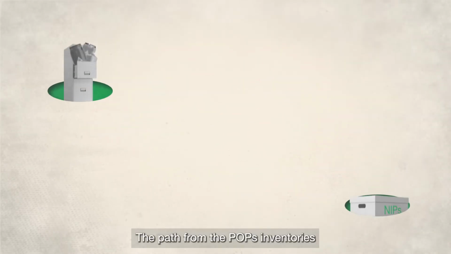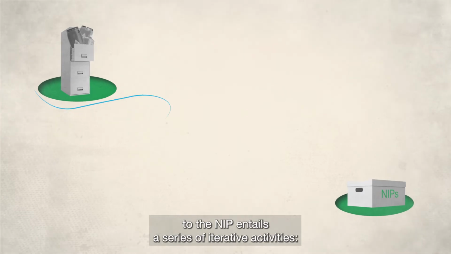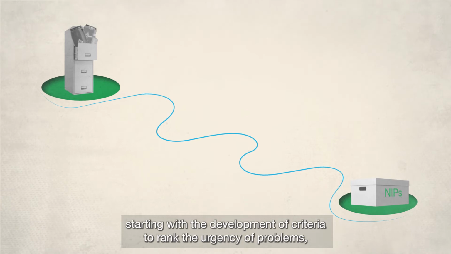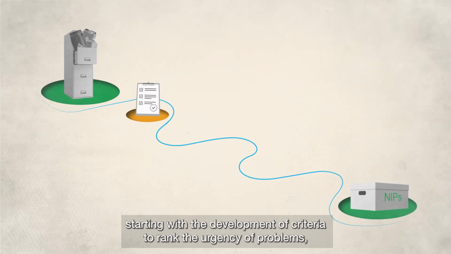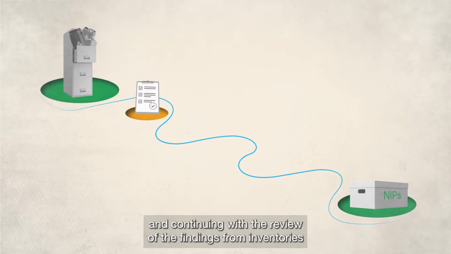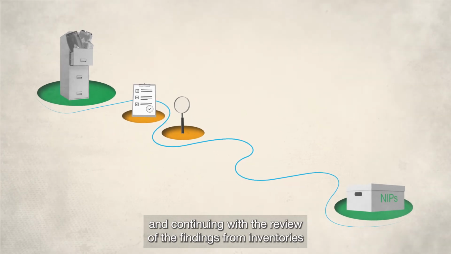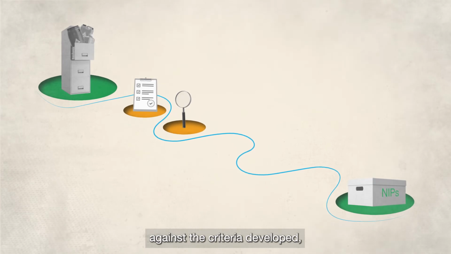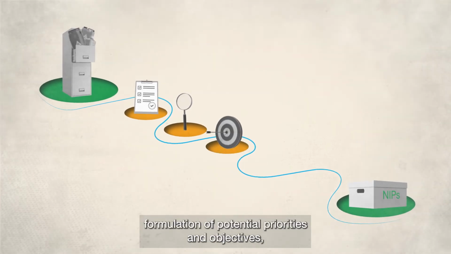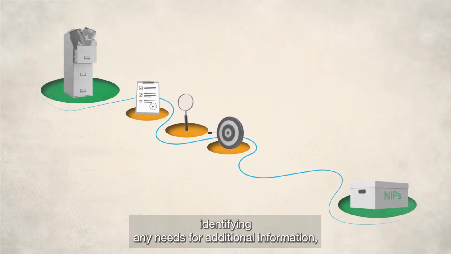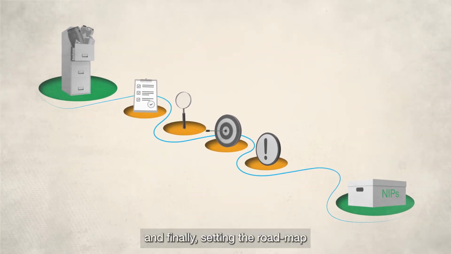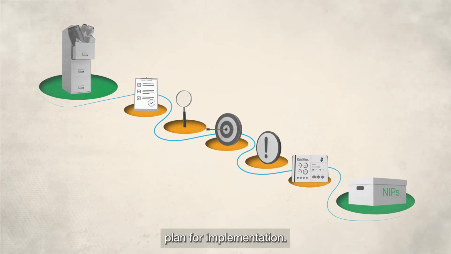The path from the POPs inventories to the NIP entails a series of iterative activities, starting with the development of criteria to rank the urgency of problems, and continuing with the review of the findings from inventories against the criteria developed, formulation of potential priorities and objectives, identifying any needs for additional information, and finally, setting the roadmap plan for implementation.